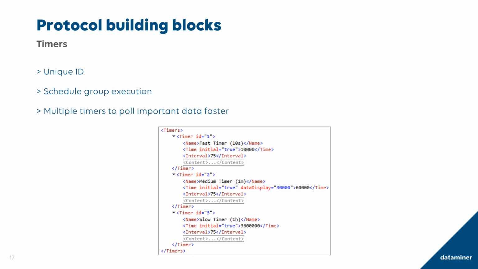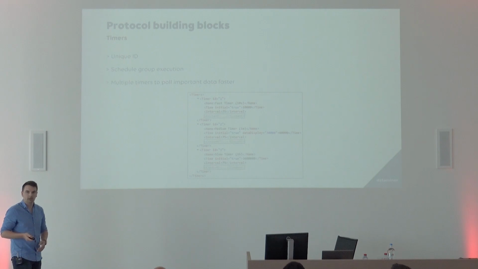In this case, a fast timer that will execute its contents every 10 seconds, a medium timer that will execute it every minute, and a slow timer that will do it every hour. Why do we do this? Because it could be that you have alarm data that you want to poll really fast, but you could also have configuration data that is not eager to change quickly, then you poll that slower.